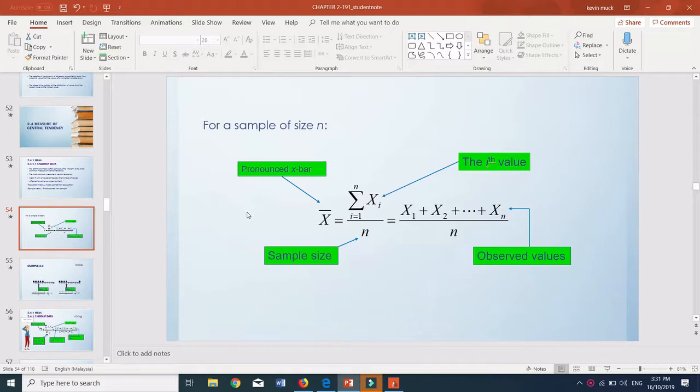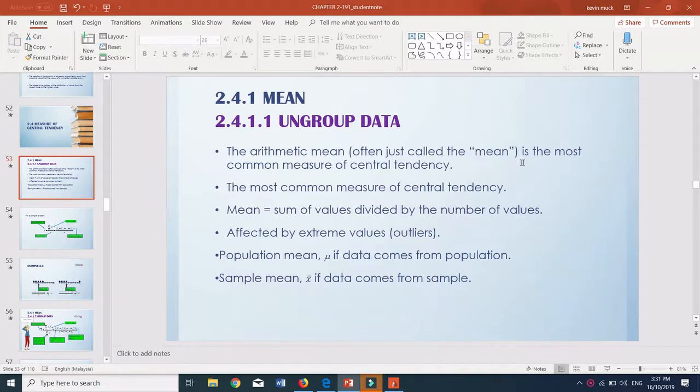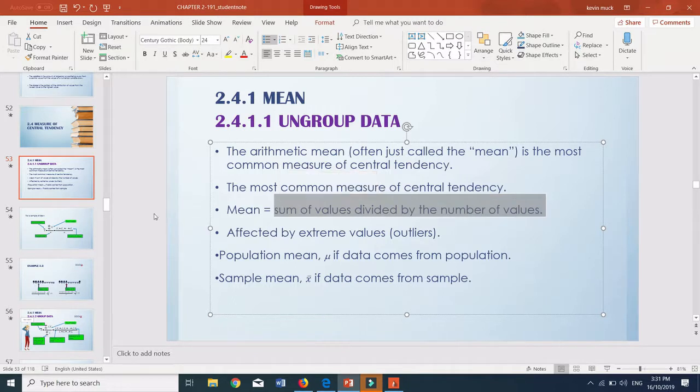If you want to find the mean, actually the mean is the measure of central tendency. It takes the thing that is in the center. So population mean, sample mean. The sum of the values divided by the number of values. So this is the formula for looking for the mean.